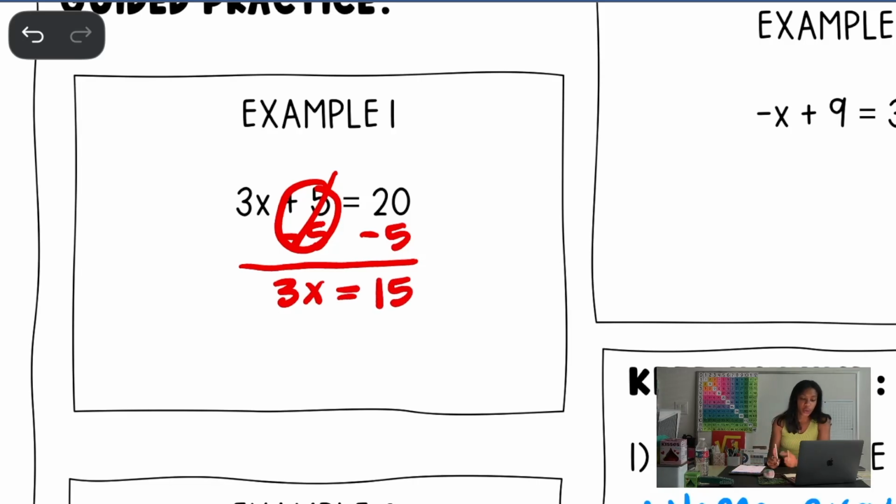Now, at this point, we're doing, again, the inverse operation like we were doing for our one-step equation. So now we are multiplying x. That means we're going to divide by that coefficient 3 so that the coefficient is now equal to 1. And now our final answer is x equals 5.